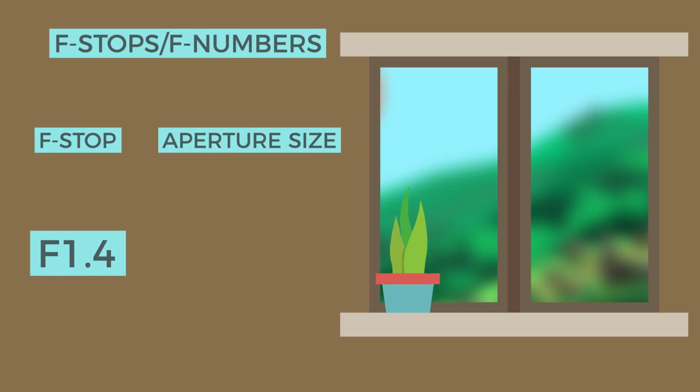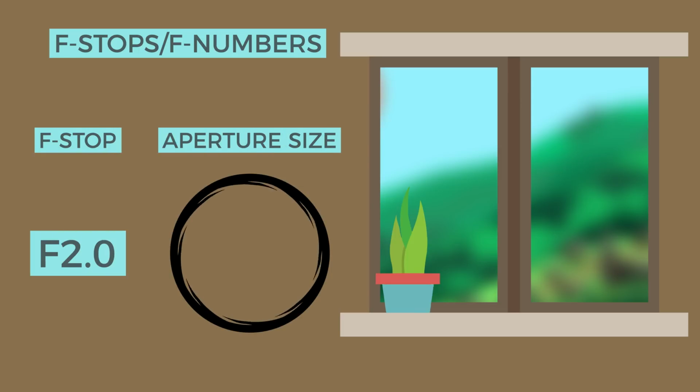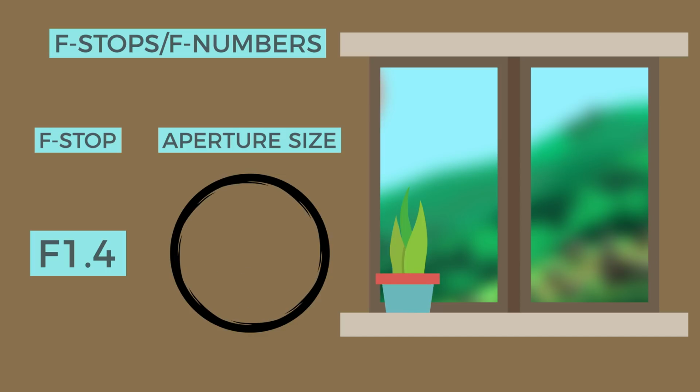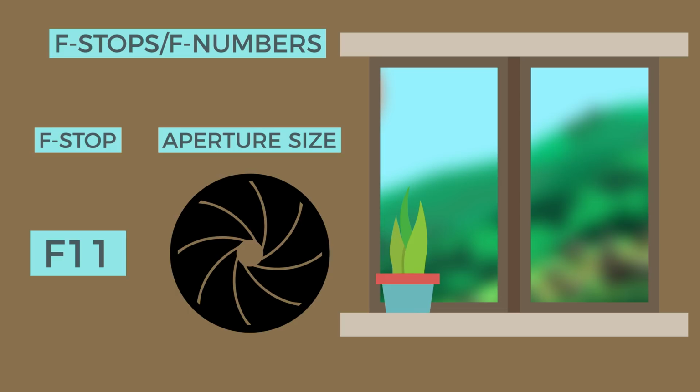A smaller f-stop means a larger aperture, while a larger f-stop means a smaller aperture. This can be tricky to remember since large f-stops mean small aperture sizes. So an f-stop of f1.4 is larger than f2.8 and much larger than f8 or f11.